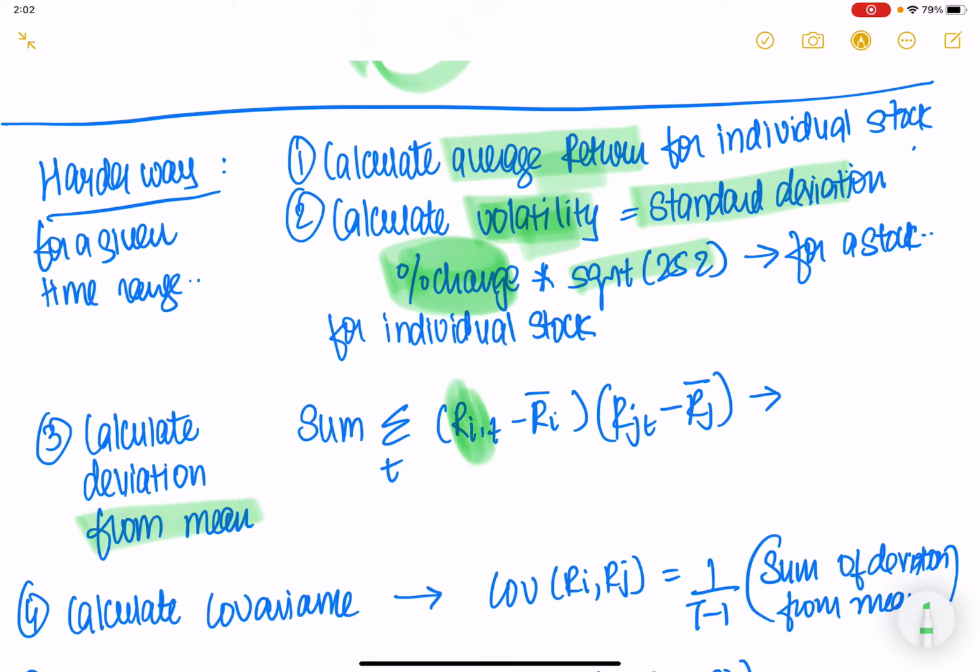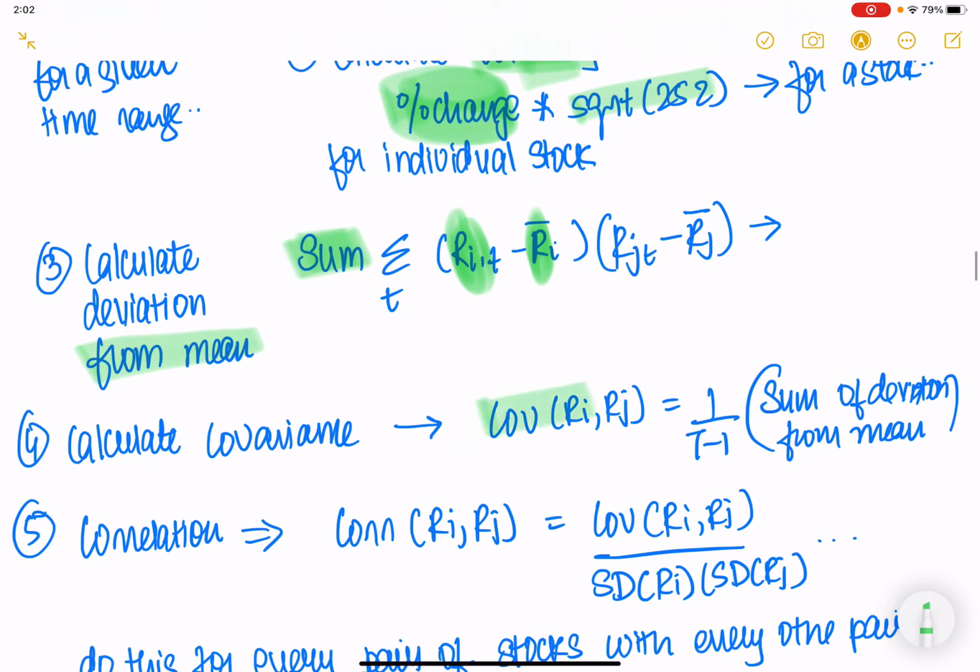From the average returns, you can get the deviation from the mean. For a given stock return, you look at its deviation from the mean, and then you sum all of that up. That's useful for finding covariance. Covariance between two stocks is 1 over T minus 1, where T is the number of samples, times the sum of the products of deviations from the mean. From covariance, you can actually get correlation: covariance divided by the standard deviations of the two stocks gives you correlation. So that's a harder five-step way to calculate the same thing that Excel does in one quick formula.